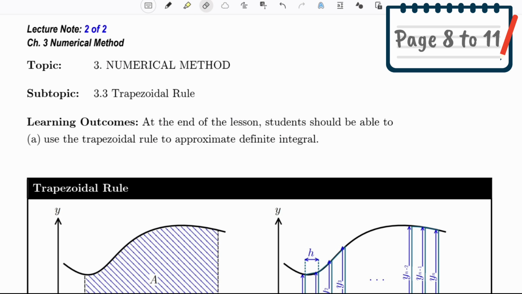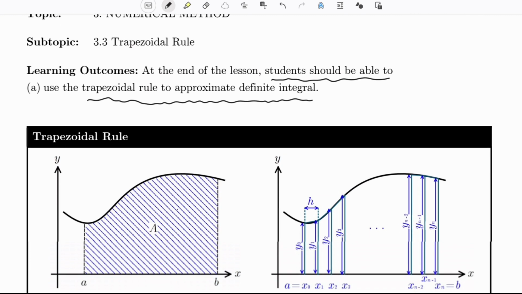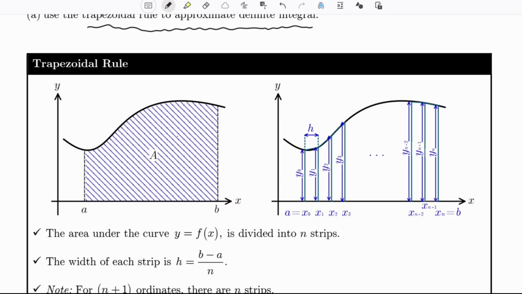Lecture 2 of Chapter 3, Trapezoidal Rule. The learning outcome for today's lecture is that students should be able to use the trapezoidal rule to approximate a definite integral. So let's look at the graph. The first graph is the shaded region, the area A.